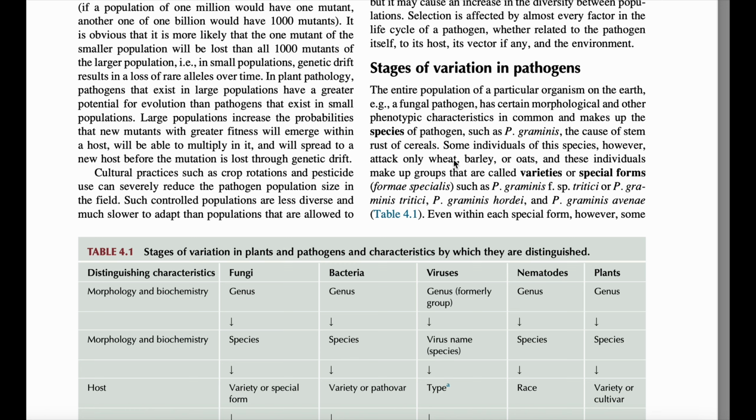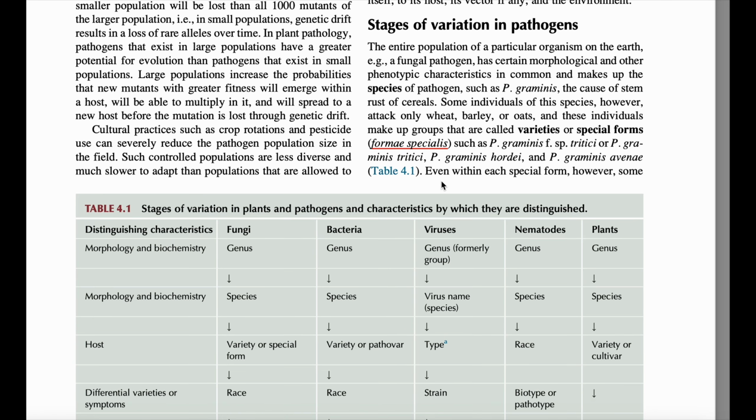Yes, so those examples are given here, and these individuals make up groups that are called varieties or forma, or special forms, or forma specialis. Okay, so what are those? Puccinia graminis forma specialis tritici for wheat. Puccinia graminis hordei, which is for barley, and Puccinia graminis avenae, which is for oats. Examples we have already seen.